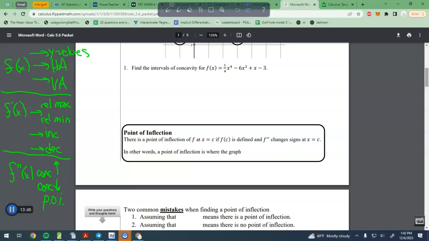The question says find the intervals of concavity. As soon as it says concavity, I don't really care about the original. I'm not going to plug into the original or worry about the first derivative. Concavity comes from the second derivative level, so I'm just going to find the second derivative first. The first derivative would be 4 times 1/4 cancels, and you get x to the third minus 12x plus 1.